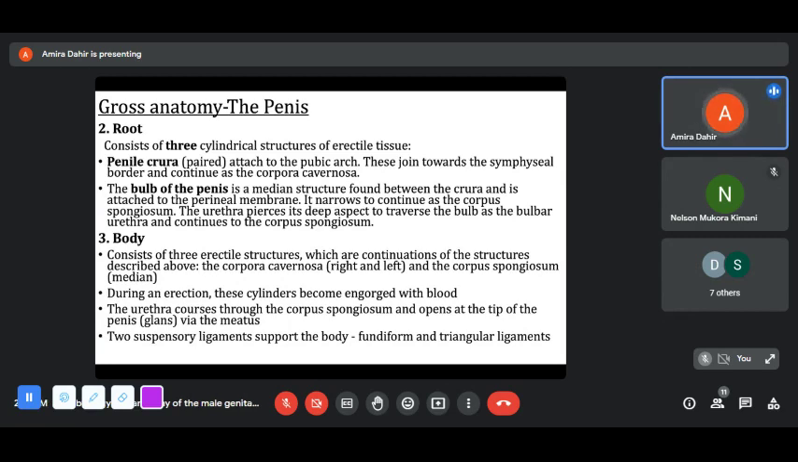The body consists of 3 erectile structures, which are continuations of the structures described above. We have the corpora cavernosa on the right and the left side, and the corpus spongiosum in the middle. During an erection, these cylinders become engorged with blood, and the urethra courses through the corpus spongiosum and opens at the tip of the penis glans via the meatus. We have 2 suspensory ligaments which support the body of the penis, mainly the fundiform and the triangular ligaments.